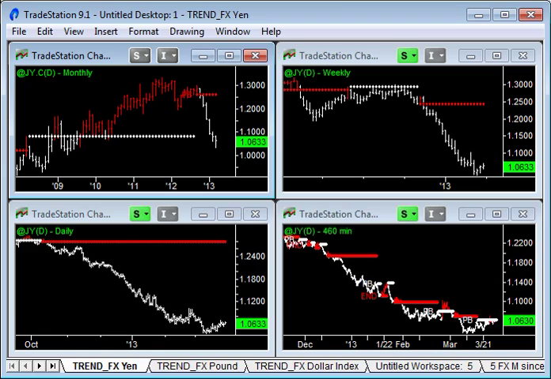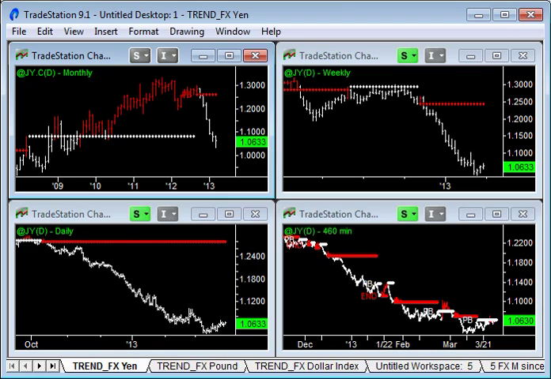What I want to talk about is determining trends on multiple time frames and how to use the Better Sine Wave to figure out these bigger trending moves. So I'm going to talk about the Better Sine Wave on multiple time frames first of all, and then go into the US dollar chart.